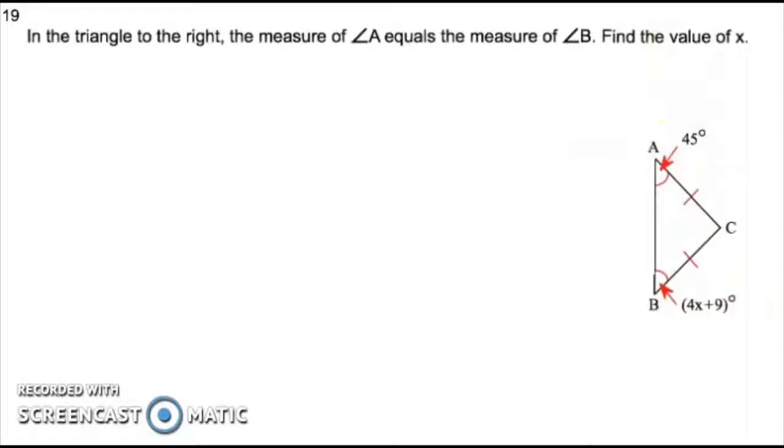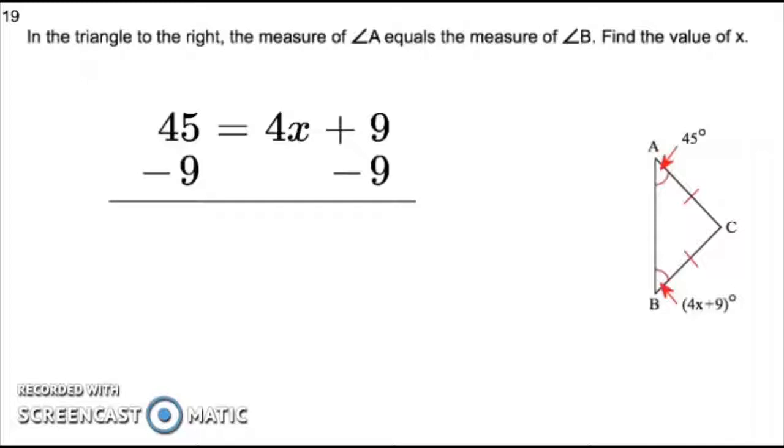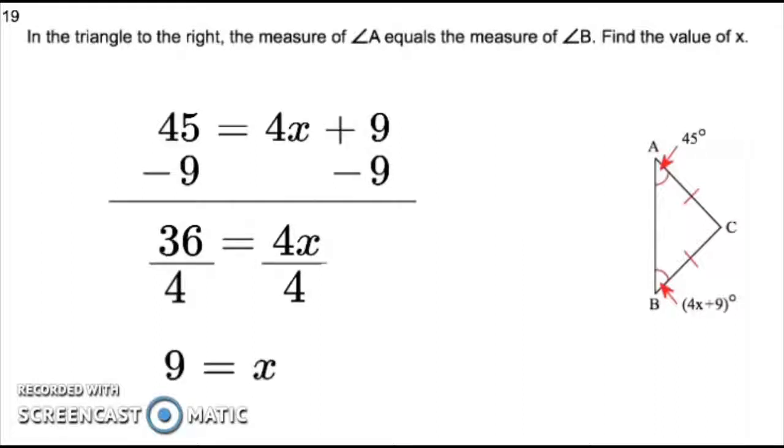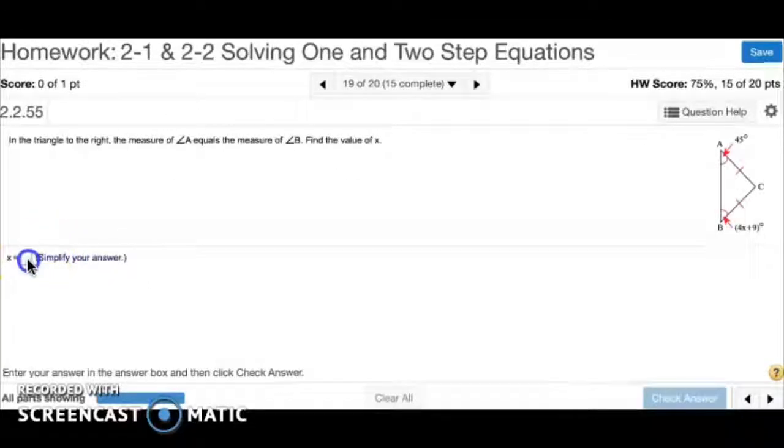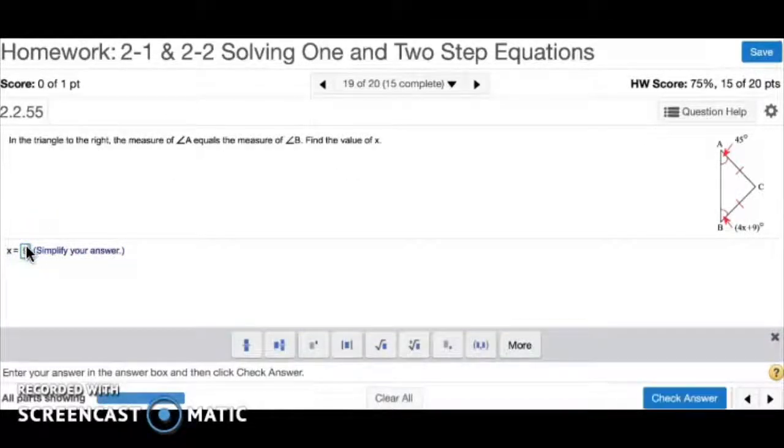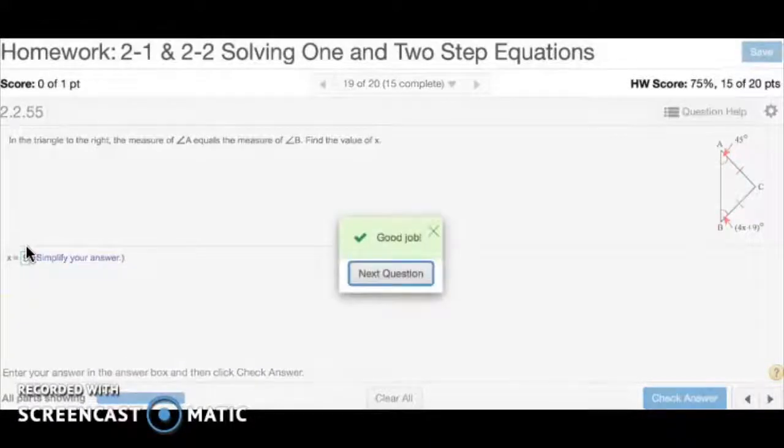So we have 45 equals 4x plus 9. Simply subtract 9 from both sides. We'll get 36 equals 4x. Divide both sides by 4, and x will equal 9. And that's going to be the answer, so let's type it in. So the value of x is 9 for number 19. And that's the answer.